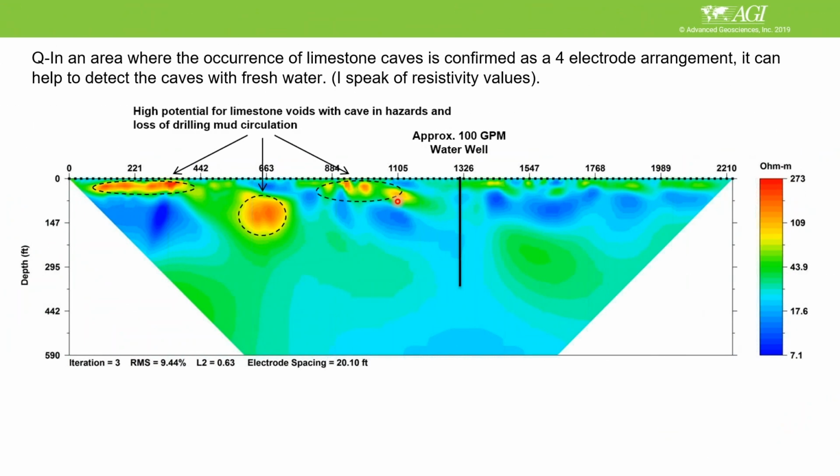Okay, another question is, in an area where the occurrence of limestone caves is confirmed, can a 4-electrode arrangement help to detect caves and fresh water, speaking of resistivity values? Again, I'll show you this through the 2D inversion results. When you do 1D, just consider that you're limited to infinitely horizontal layers of the same resistivity. There are no variations.